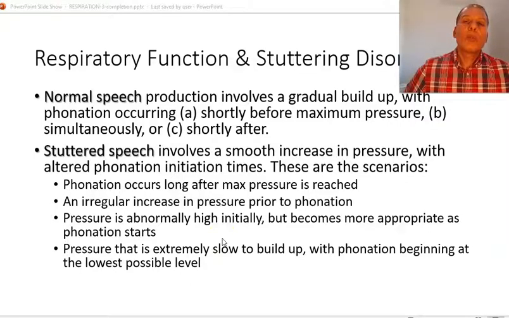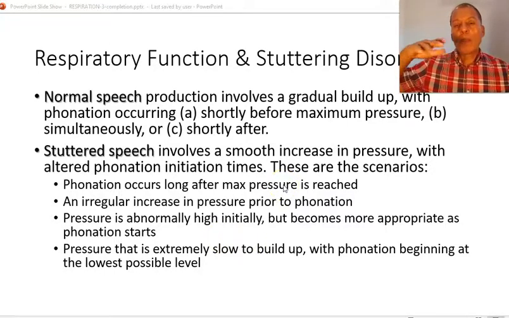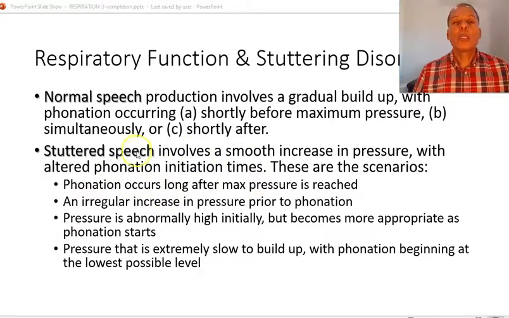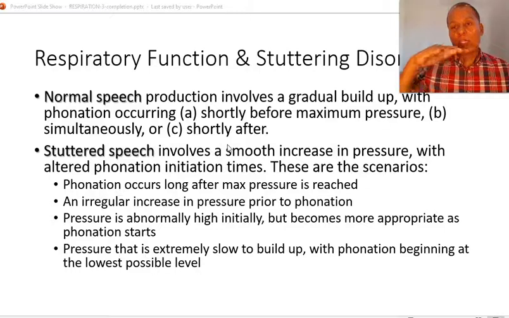So when we look at stuttering, we need to compare it to normal speech. Normal speech production involves a gradual build-up of pressure, for example, and phonation occurs in one of three situations. It can occur shortly after maximum pressure. In some cases, for example, the person is singing or speaking at a louder voice, or simultaneously, or shortly after the maximum pressure build-up.